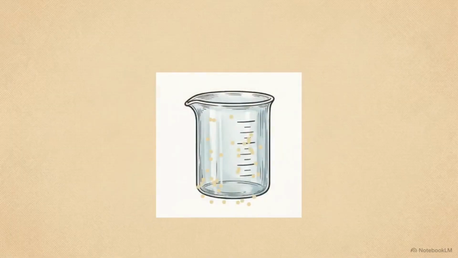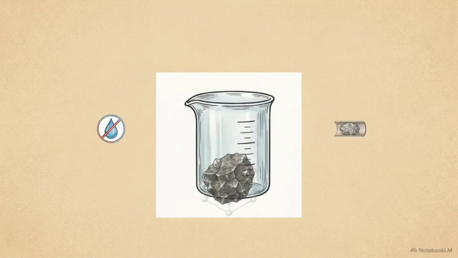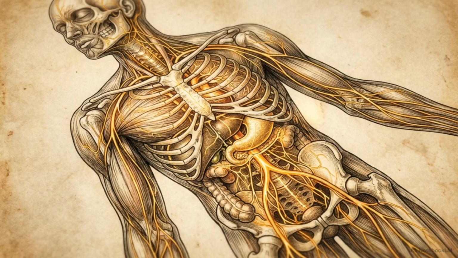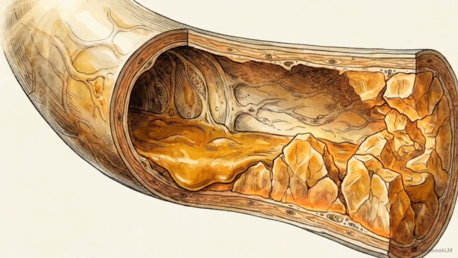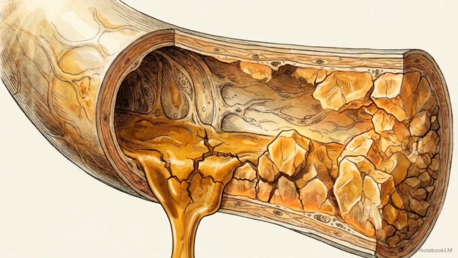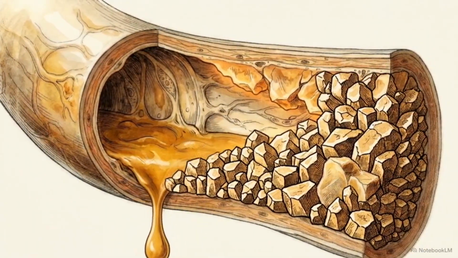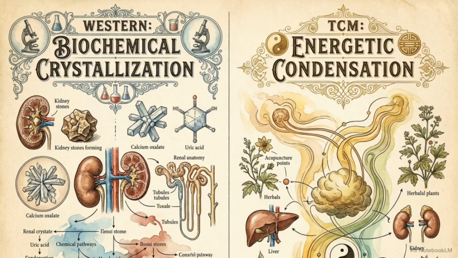When fluid volume drops or mineral levels rise, substances like calcium or uric acid reach a limit of solubility, leading to crystallization. Traditional Chinese medicine describes the same physical event through an energetic framework. Here, it is understood as dampness, a pathological thickening of fluids that condenses into a solid mass when influenced by heat and qi stagnation. While the terminology differs, both paradigms identify the same three variables.